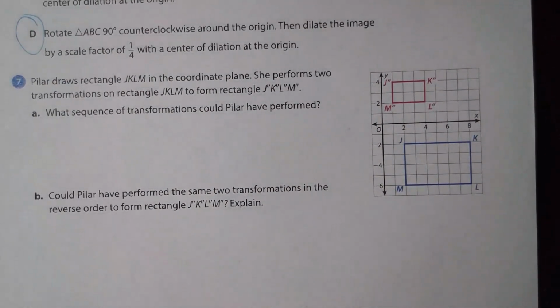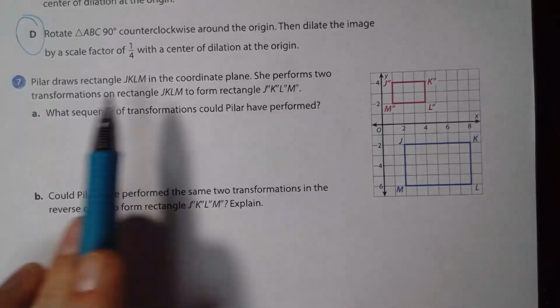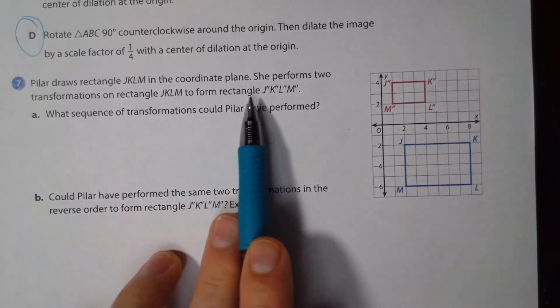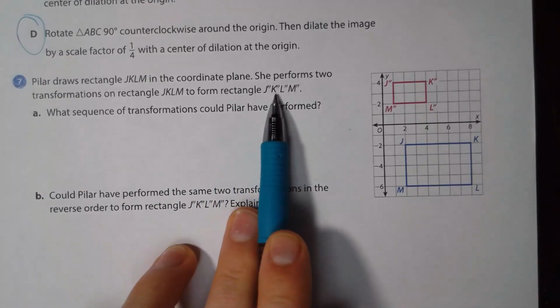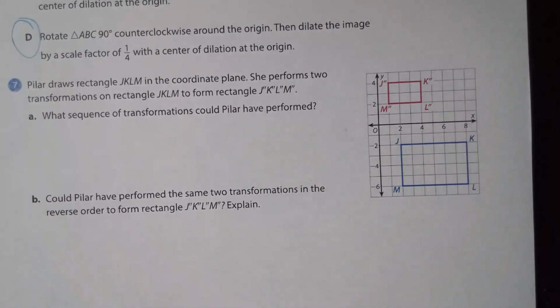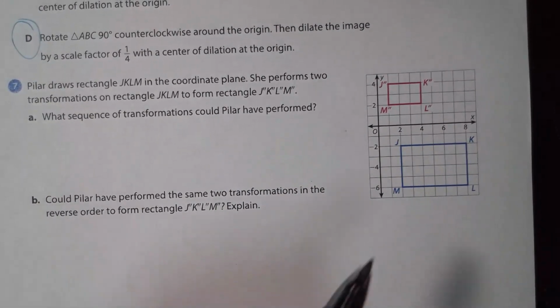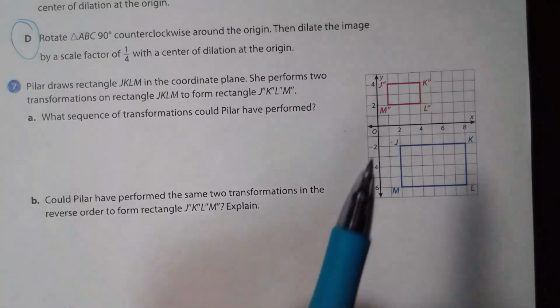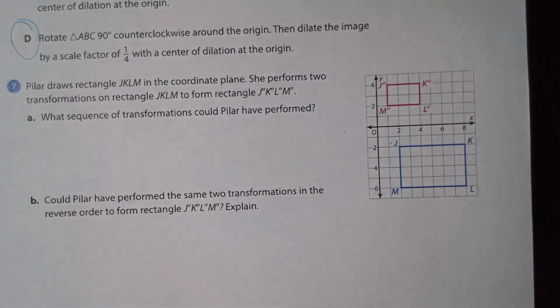Pilar draws a rectangle, JKLM, in the coordinate plane. She performs 2 transformations on the rectangle JKLM to form rectangle J double prime K double prime L double prime M double prime. I immediately noticed something about this. Look, JKLM. J, K, L, M. The orientation is still the same. The orientation's still the same.